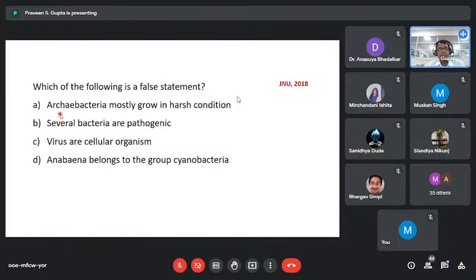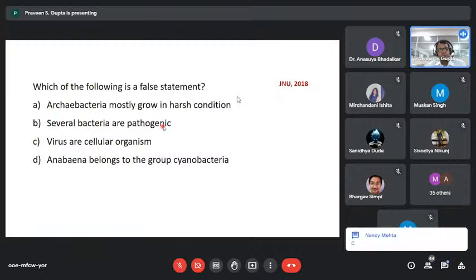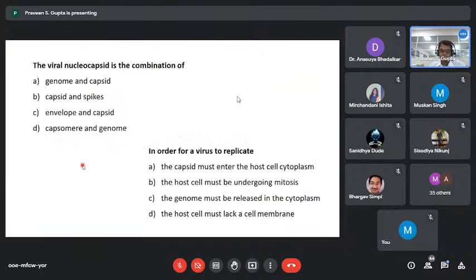The false statement is that archaebacteria mostly grow in harsh conditions. Of course, it is true. Several bacteria are pathogenic. Of course, viruses are cellular? No, a virus is considered acellular because it is between the living and the dead. And the answer will be C.